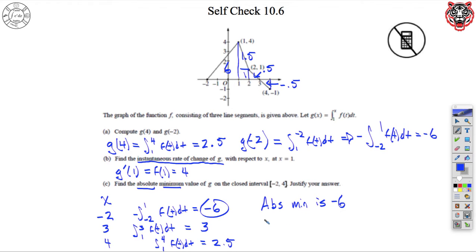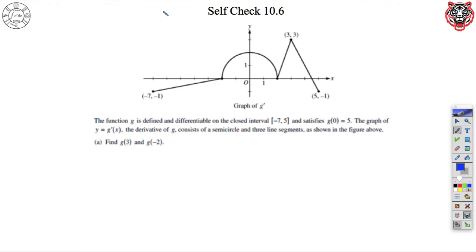And where does that happen? At x equals negative 2. Perfect. At x equals negative 2. Thank you, Sophia. And yeah, we have that one done. Then we go on to the next part.